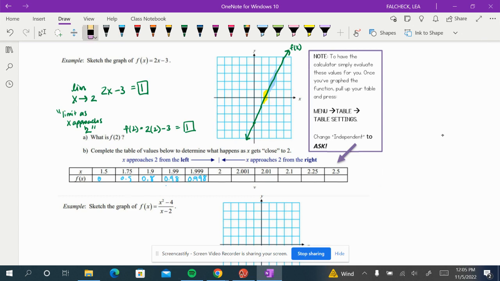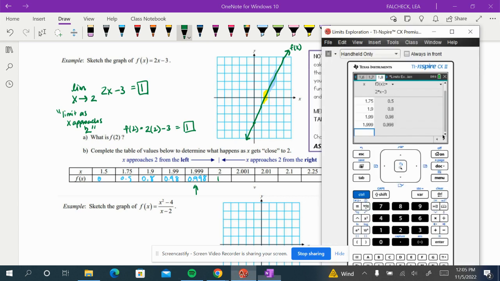Okay, so what y value is the function trying to get to? What y value is this trying to get to? It's getting so close to what? 1, right? All right, let's go ahead and do the same thing on the other side.